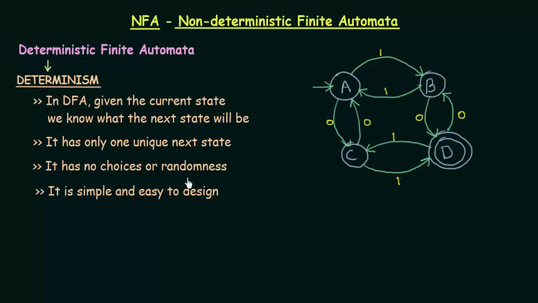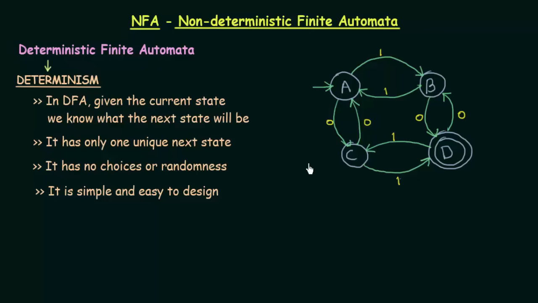And it has no choices or randomness. Suppose I'm in state A and I get input 1, it has no other choice than to go to state B. There are no other choices that it has to make. It is sure and it knows that it has to go to state B. And it is simple and easy to design. Why? Because on getting certain inputs, we know to which state we have to send it. So we just have to design it showing the transition from one state to another on getting certain inputs.